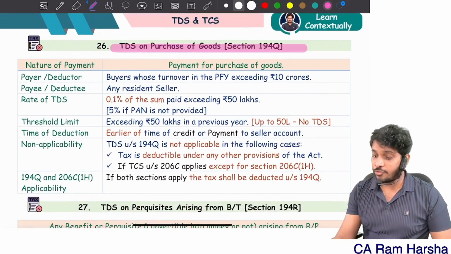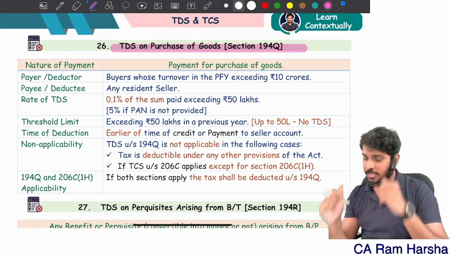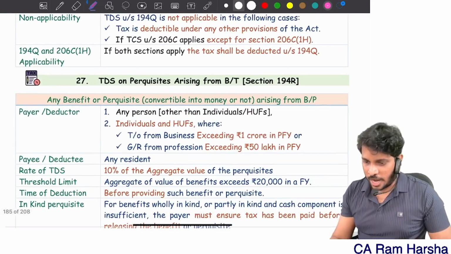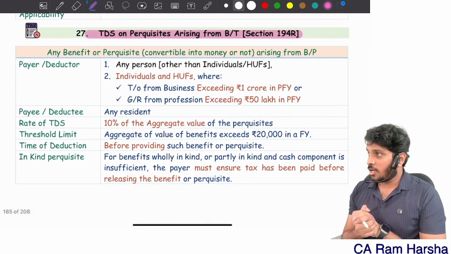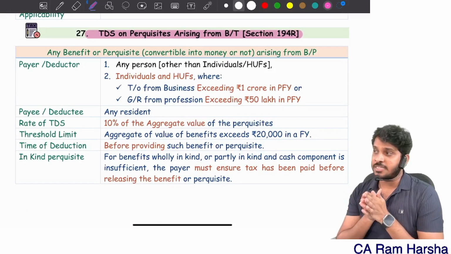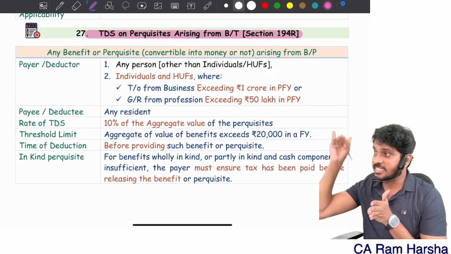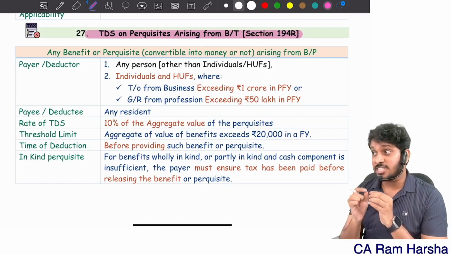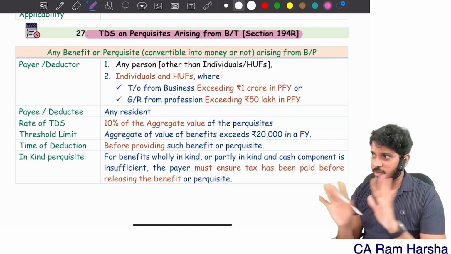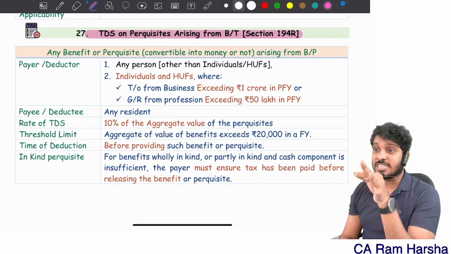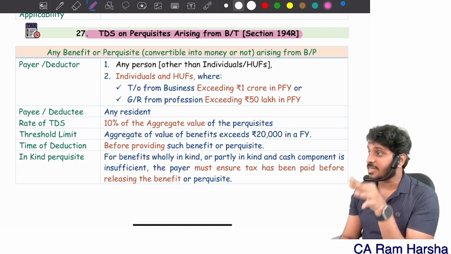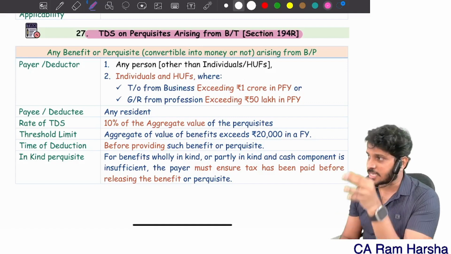Then 194Q, where the real complexity is. Okay, fine. Before 194Q, I will discuss 194R. What is 194R? You know, I am a businessman. My dealer is giving me a gift because I achieved some target. Cash or something in kind is given to me. That is called a perquisite for me under PGBP, which is taxable under charging section 28 PGBP. I am receiving a perquisite. I am receiving a benefit.